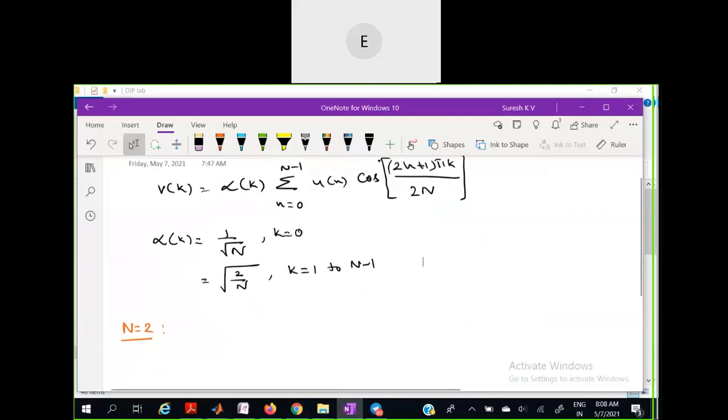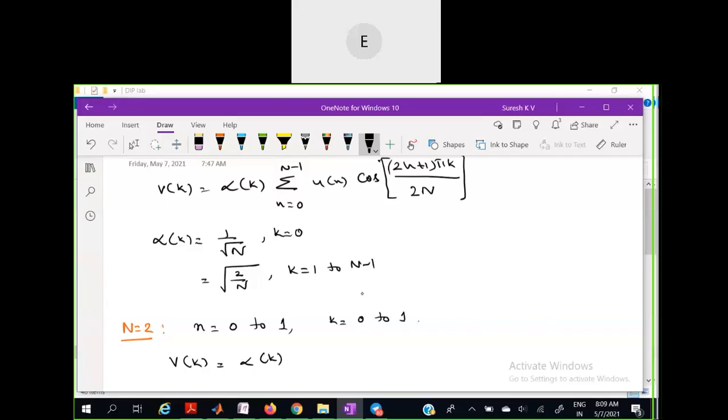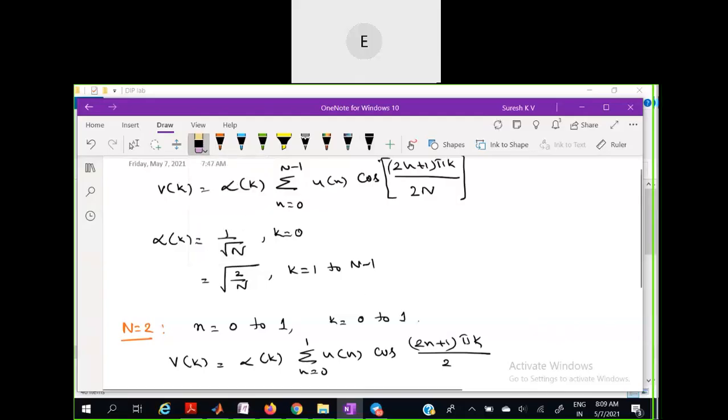So N is equal to 2. When N is 2, small n will go from 0 to 2 minus 1, that is 1. k will go from 0 to 1. Therefore, the formula V of k can now be written as alpha of k, summation n equal to 0 to 1, u of n cos of (2n plus 1) pi into k divided by 2N. Since N is 2, 2N is 4, so I can substitute the value of N. So this is the formula.